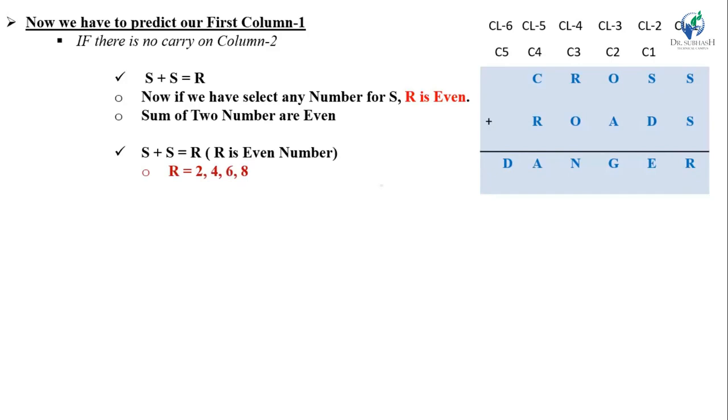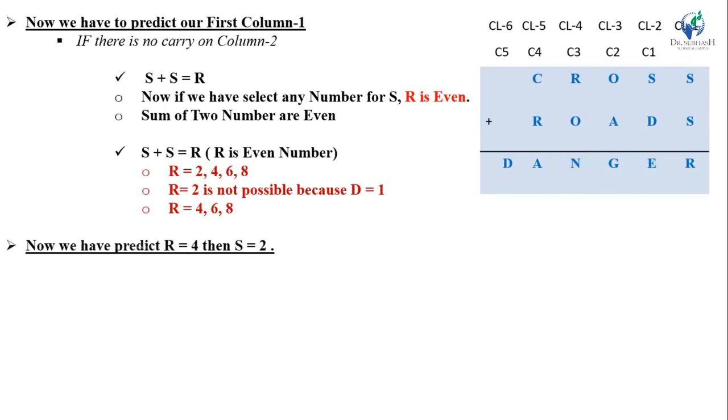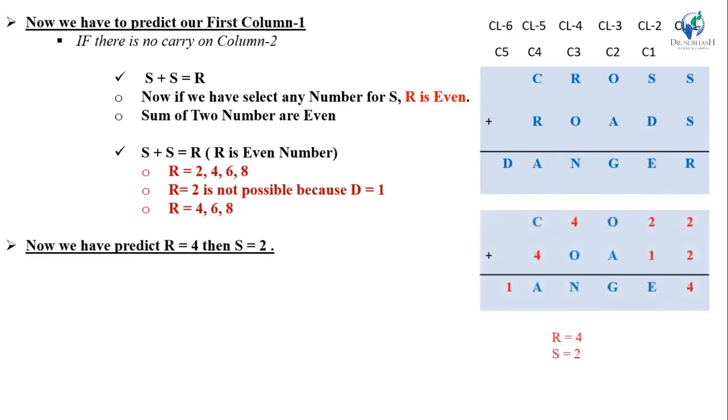Now R is equal to 2 is not possible, because if R is equal to 2, then S is equal to 1, and that value conflicts with D because D is 1. So we can predict R is equal to 4, 6, or 8. First, let us take R is equal to 4. So S is equal to 2. Put this value in the problem and it looks like this.